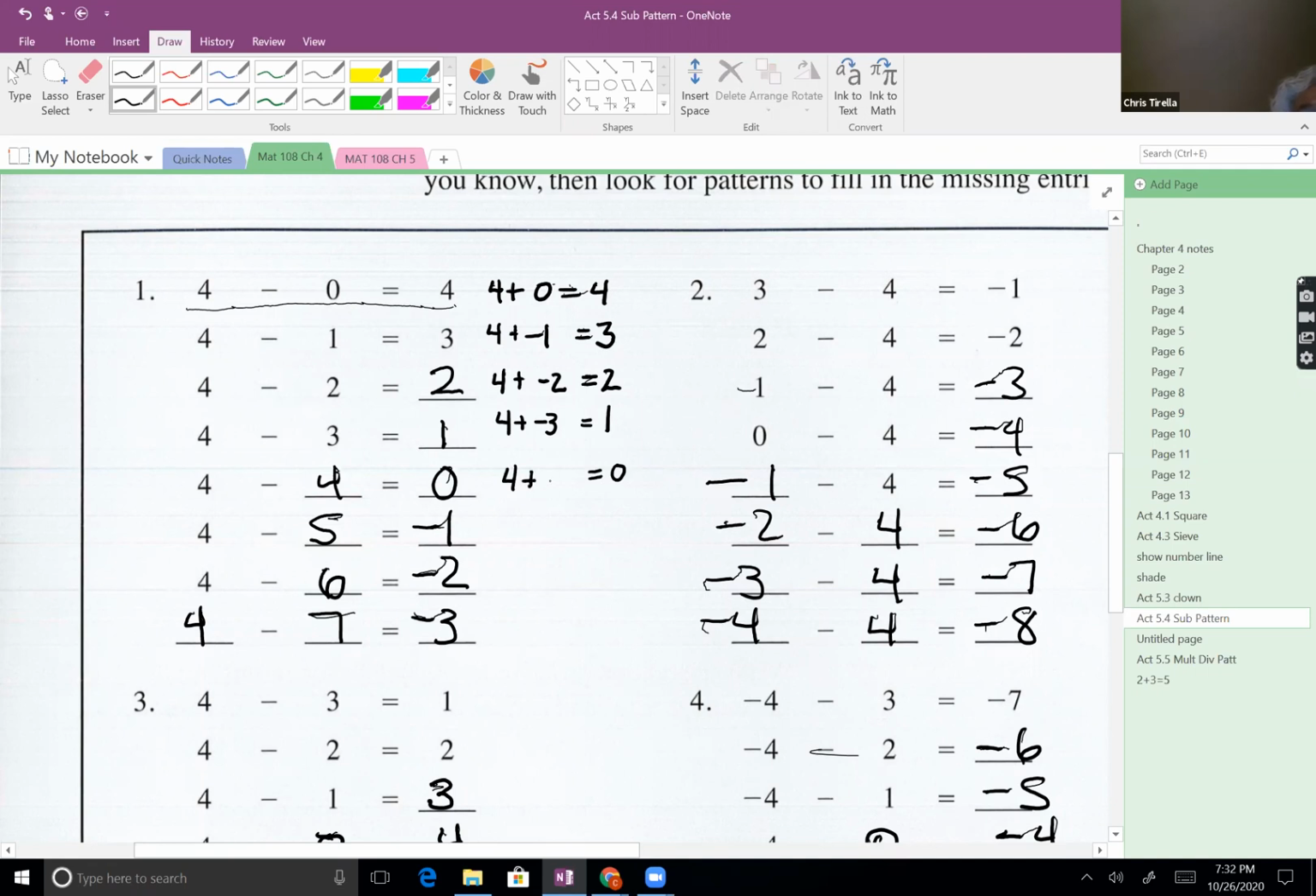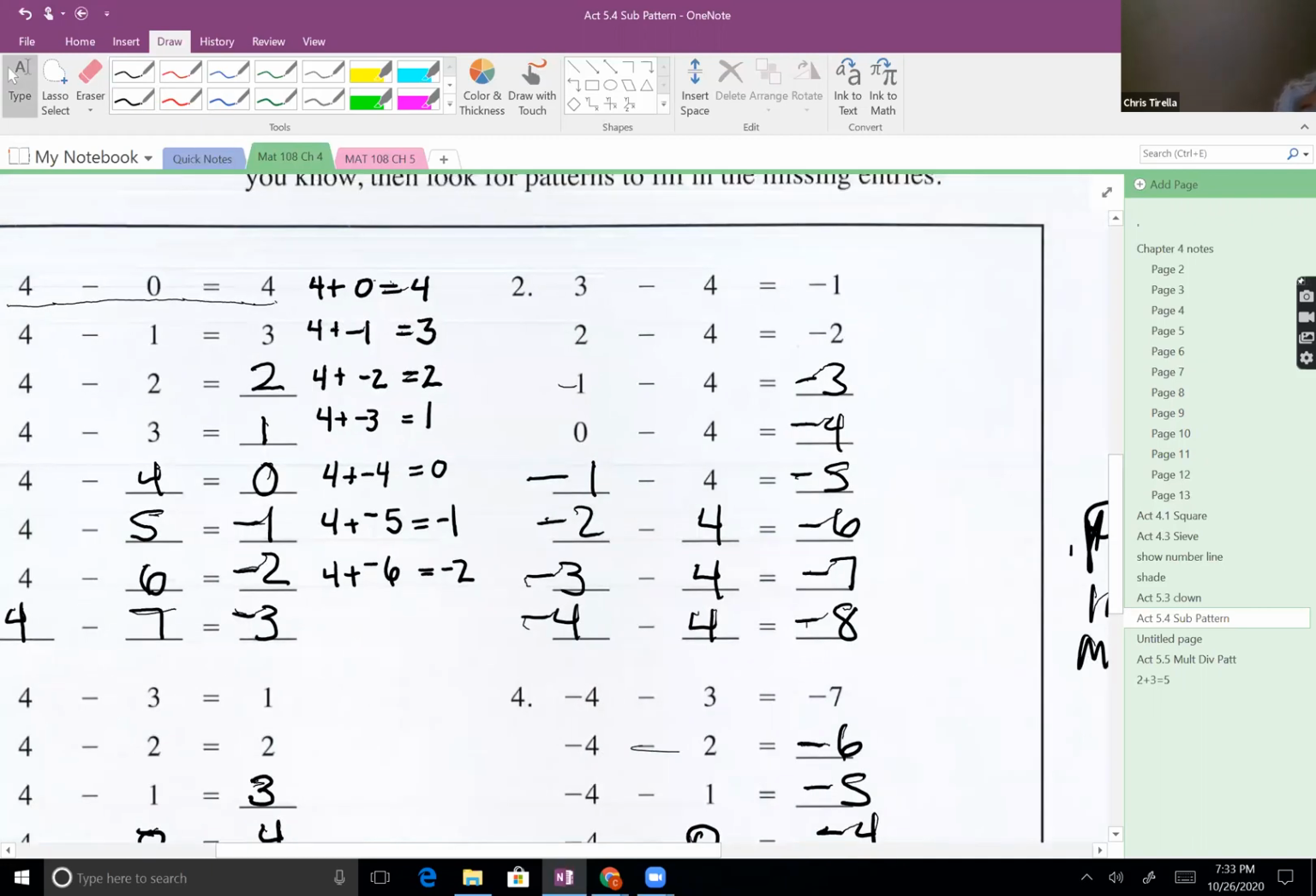What would I add to 4 to get 0? -4. And how about the next one? What would we add to 4 to get -1? -5. What would I add to 4 to get -2? -6. Now, let's look at the patterns to the right, question number 2.